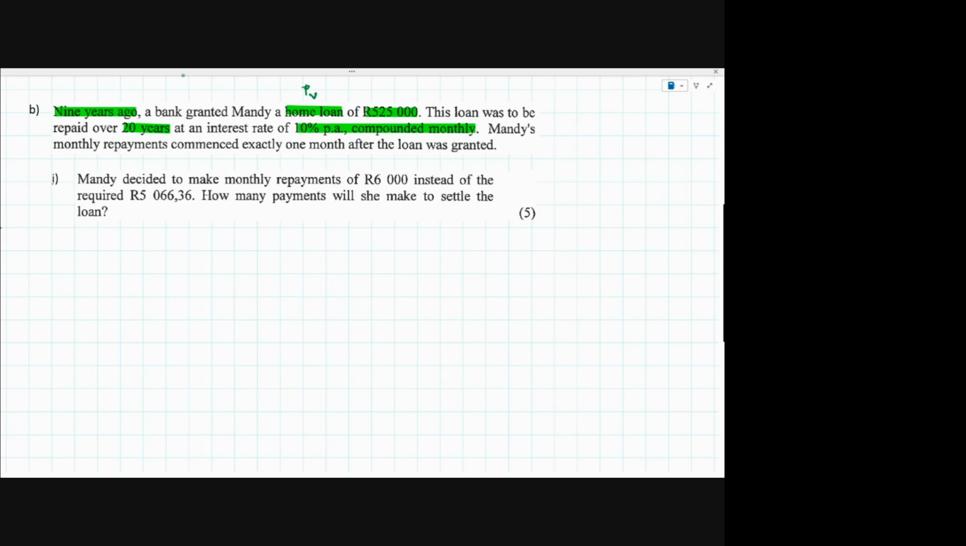Right, now we can get into the actual question here. So it says, Mandy decided to make monthly repayments of 6,000 Rand instead of the required 5,066 Rand 36 cents. So these are our monthly repayments. The question says, how many payments will she make? Now this statement, how many, is going to be quite important in a second. So I'm actually just going to change the color here. All right, so how many payments? That's going to be quite important for us in a second.